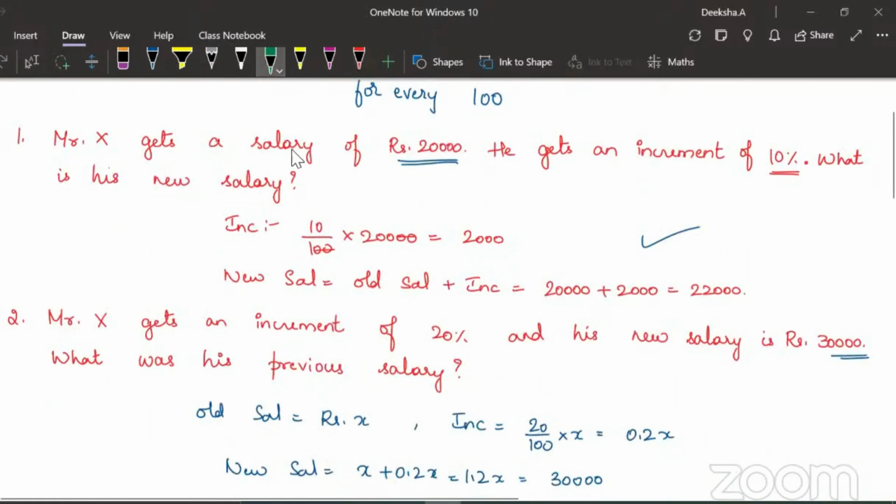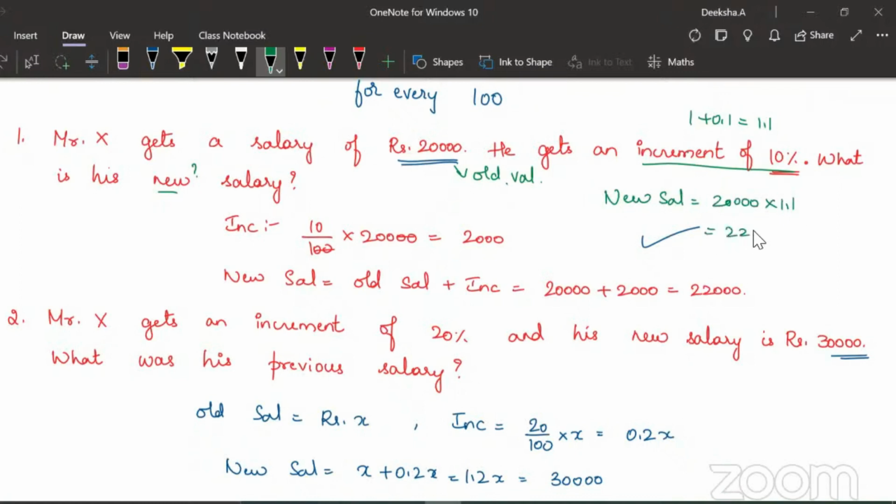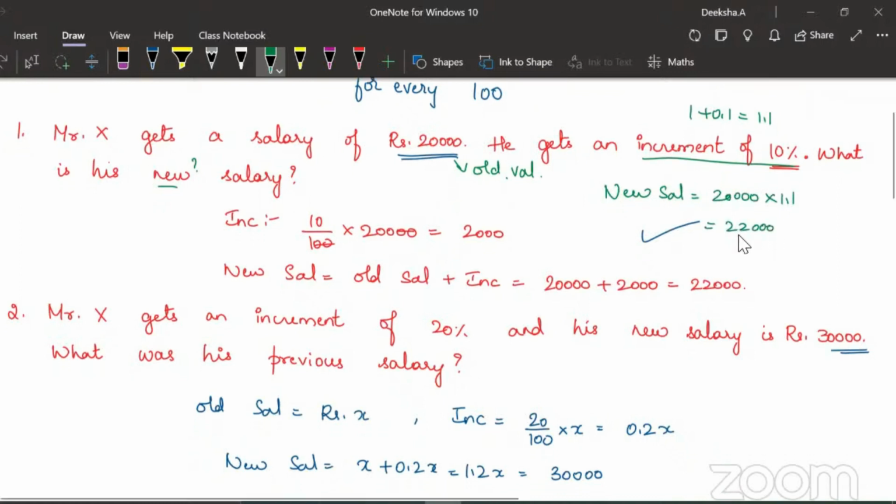Now here 20,000 is his salary. We are supposed to find the new salary. So what is this 20,000? It is the old value, right? We are supposed to find the new value. What is given is the old value, and there is an increment of 10%. Increment of 10% means 1 plus 0.1, which is 1.1. Now old value is given, percentage factor is given. How to find the new value? New value is equal to old value into percentage factor, which gives you 22,000. Is that clear?